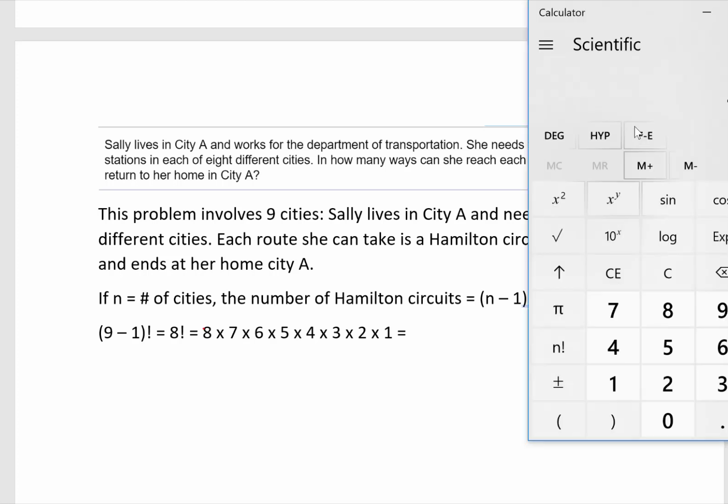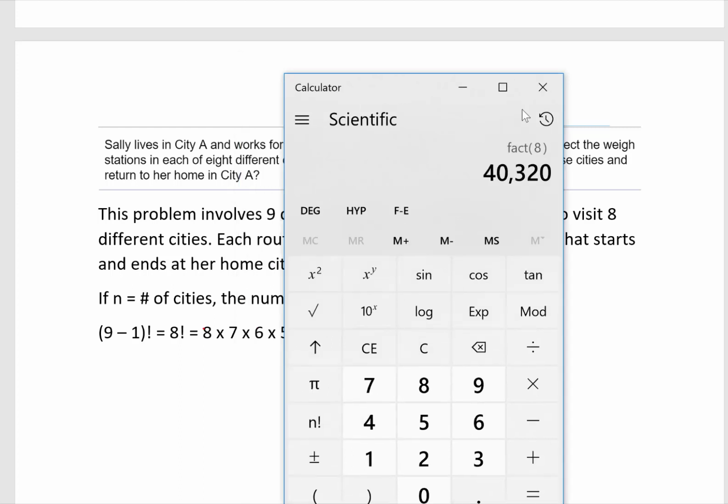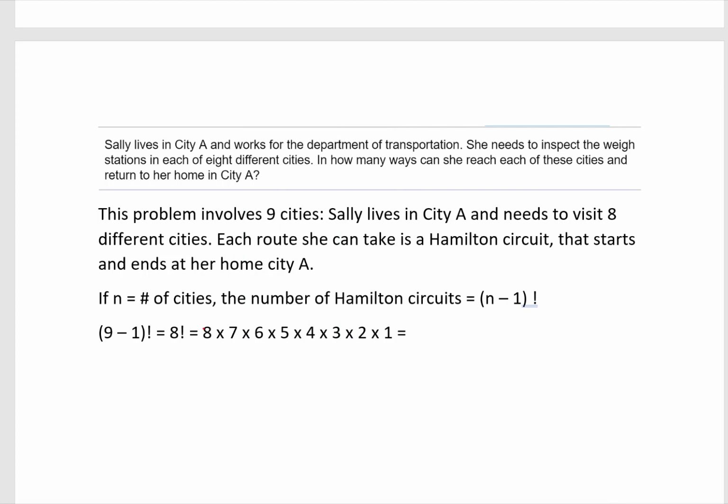And if your calculator has a factorial key, which my calculator here does, I'm going to put in 8, hit the factorial key, and I get 40,320. So there's 40,320 ways that Sally can start in her hometown of City A and travel to those 8 different cities.